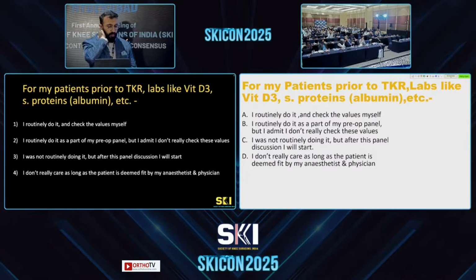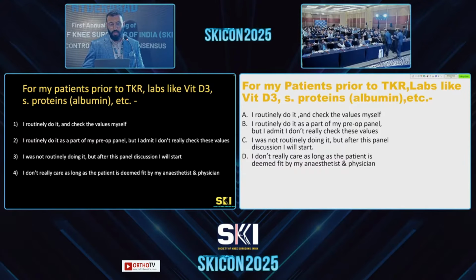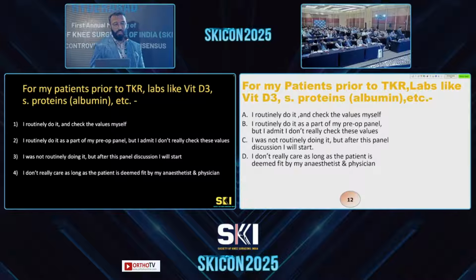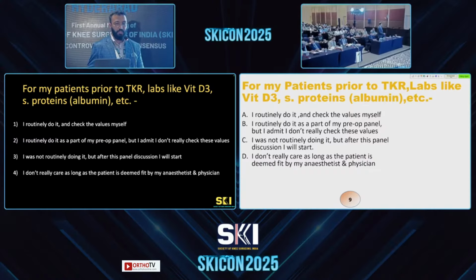So I'd request all of you to take hold of your ARS pads as we start with the first question. For my patients prior to TKR, labs like D3, serum proteins, serum albumin, etc., my protocol is option number 1, I routinely do it and check the values myself. Option number 2, I routinely do it as a part of my pre-op panel, but I admit I don't really check these values. Option number 3, I was not routinely doing it, but after this panel discussion I will start. And option number 4, I don't really care as long as the patient is deemed fit by my anesthetist and physician.